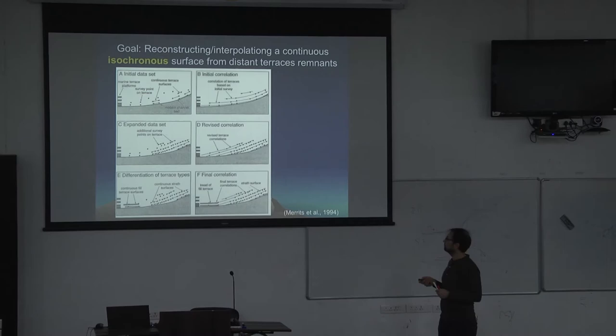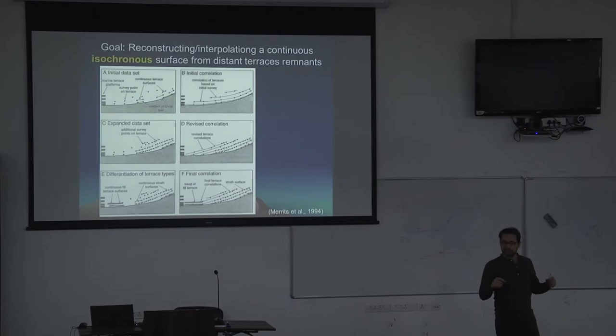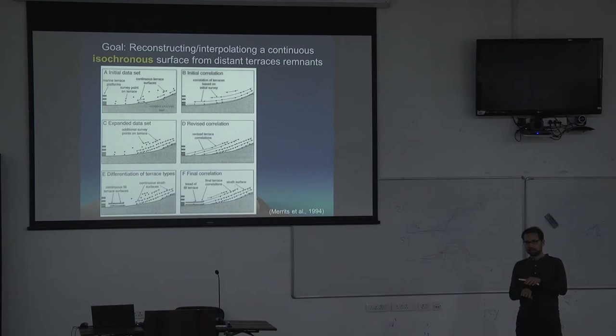It can be, for example, the thickness of the veneer. That was the case, for example, in Nepal. The lowest terrace had a veneer of sediment between 6 and 8 meters with a thick silt at the top. And the highest terrace has a veneer between 4 and 5 meters. So by recognizing the sedimentological characteristics of the different terrace levels, it was possible to make correlations.